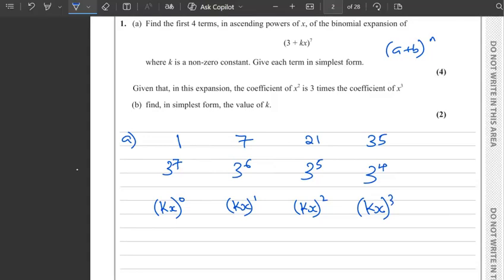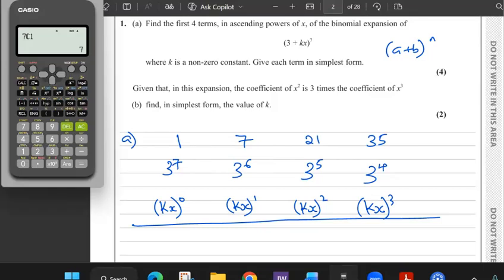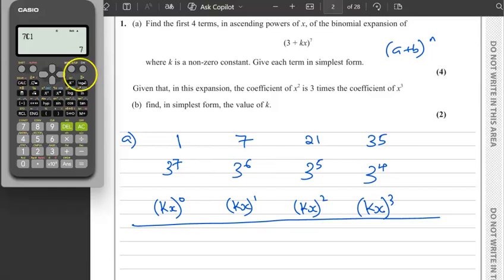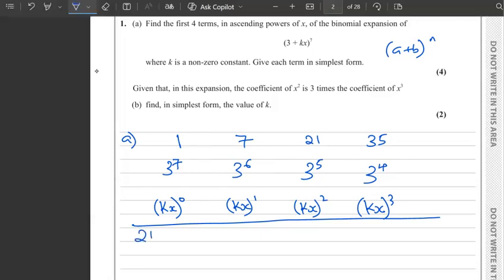We'll take the product of the first column as we move towards the right. So 1 times 3 power 7. Of course, 3 power 7 times 1, as (kx) raised to power 0 is just the same as 1. So what we'll have is 2187. Then we add.